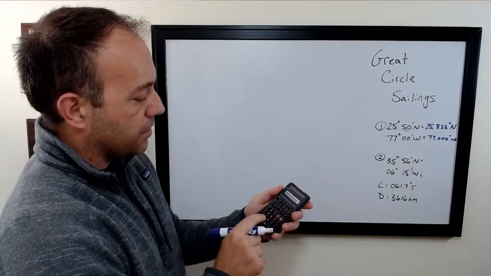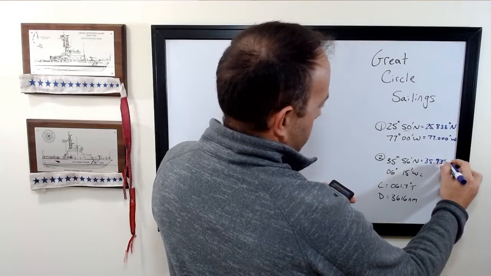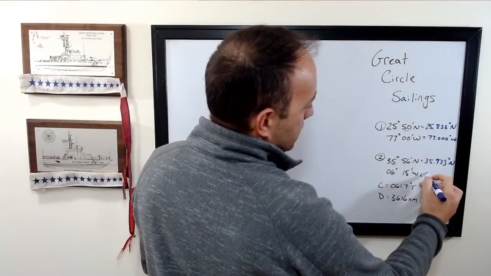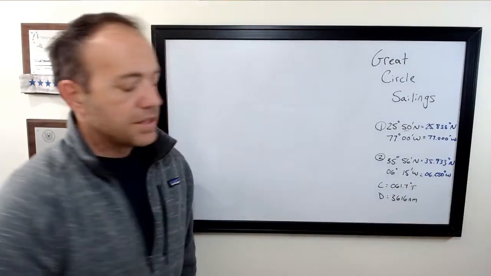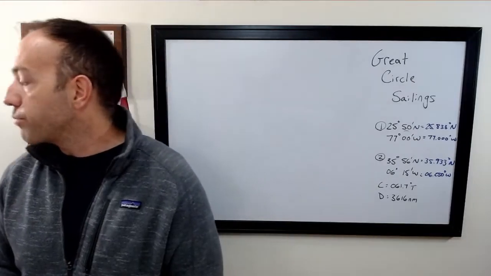So 56 divided by 60 is going to be 35.933 degrees north. And the 15, I can do that in my head, is going to be 06.250 degrees west. That's going to be helpful. Not all of them are required, but it's just a habit for me when I'm doing these types of problems.